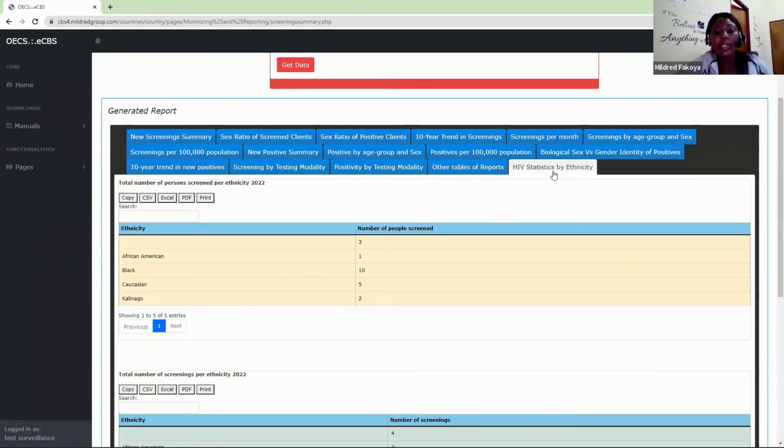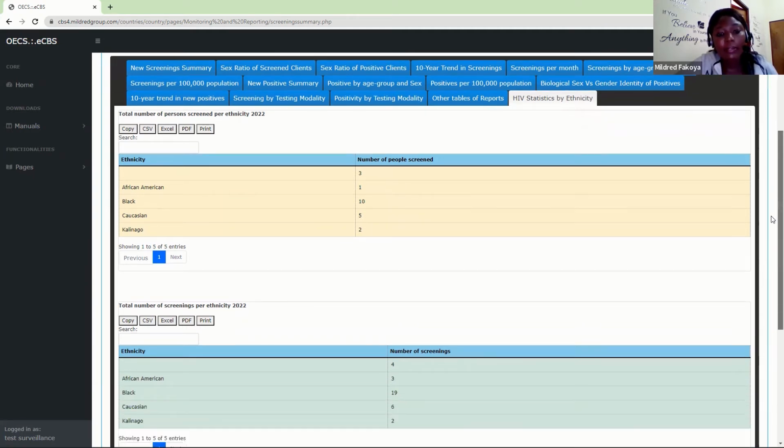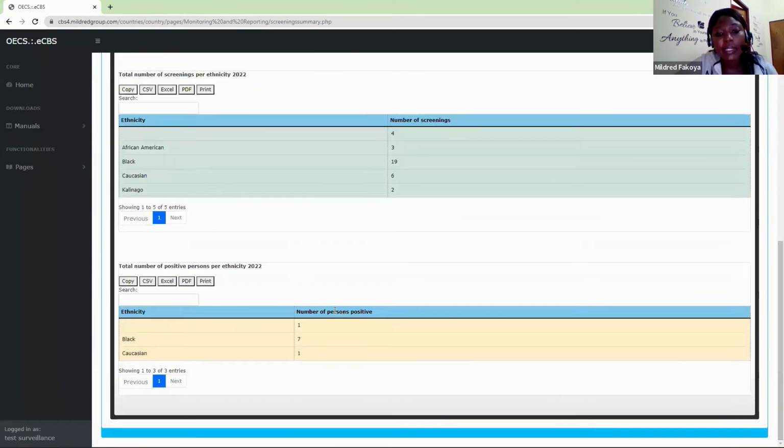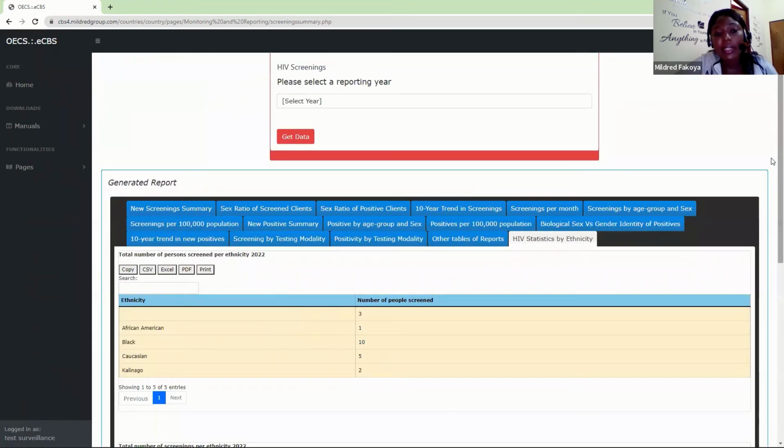Then we have this disaggregation of HIV screenings by ethnicity and also positivity by ethnicity. When you do not enter an ethnicity for a client, it's going to be blank. So these are clients without an ethnicity listed. And then you have the ethnicities of the other clients who were screened. You have the number of screenings done for each ethnicity and the number of positives from each ethnicity. So this is the summary of HIV screenings and positivity that the system generates automatically.